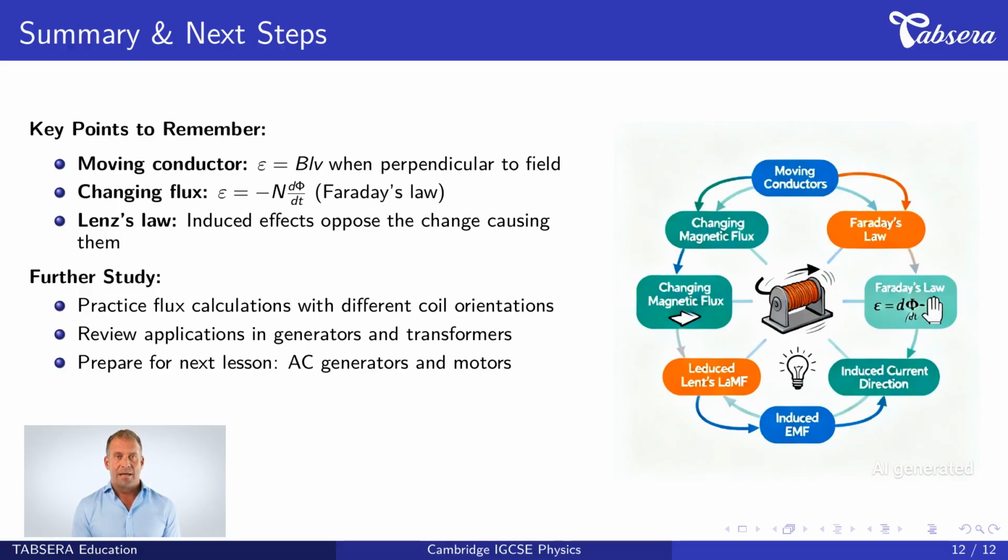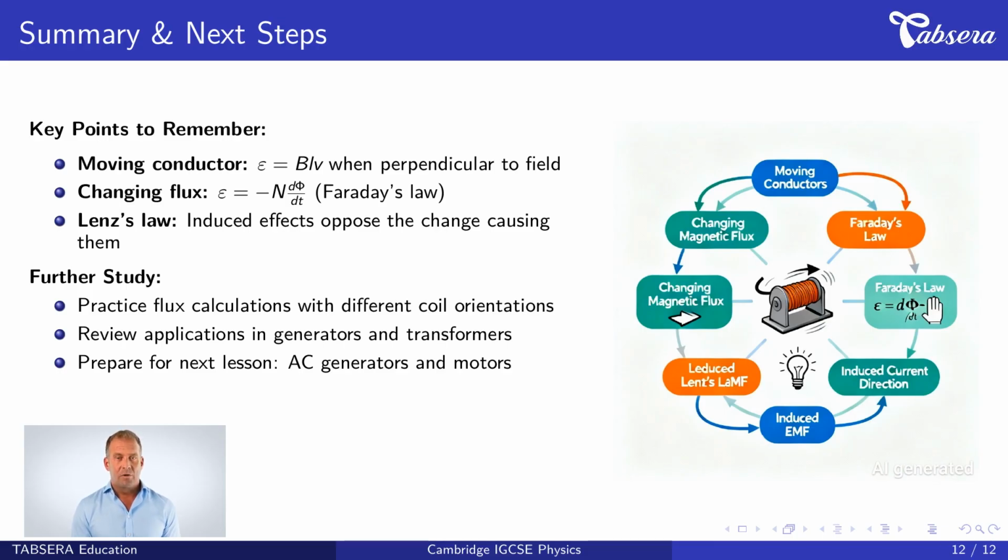Let's summarize today's lesson. The key points to remember are, first, for a moving conductor, the induced EMF equals BLV when the conductor moves perpendicular to the magnetic field. This formula applies to straight conductors cutting through uniform magnetic fields. Second, for changing magnetic flux, Faraday's law states that induced EMF equals negative N times the rate of change of flux, where N is the number of turns. This applies to coils experiencing changing magnetic fields.